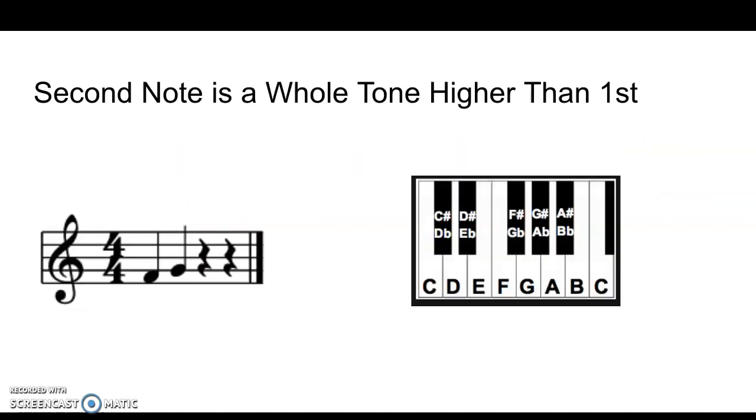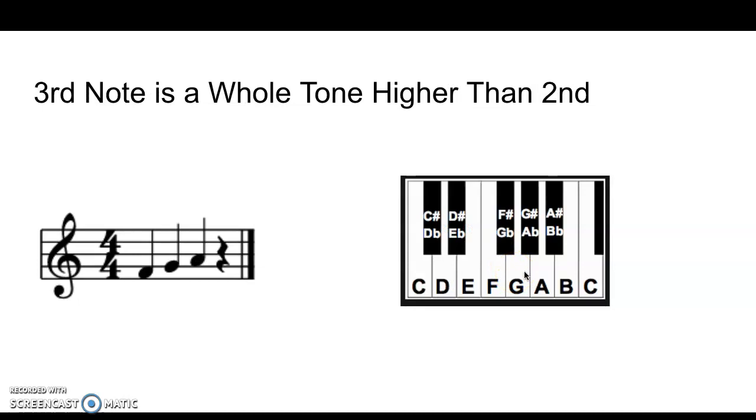The next note after F is a whole tone higher. So if we look at F, there's the note F on the keyboard of the piano. A whole tone is the same as two semitones or two half tones. So one half tone up from F is F sharp or G flat, and another semitone up from that is G. So I've gone up two semitones, or one whole tone. So G is the next note. The third note is a whole tone higher than the second. So a whole tone up from G is A.